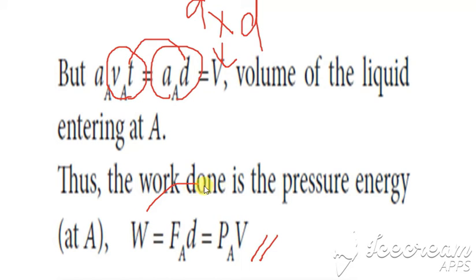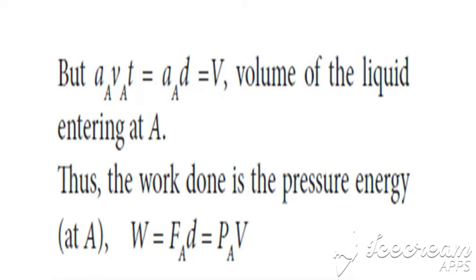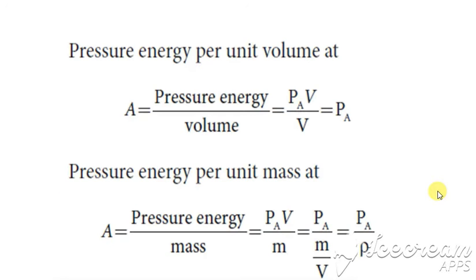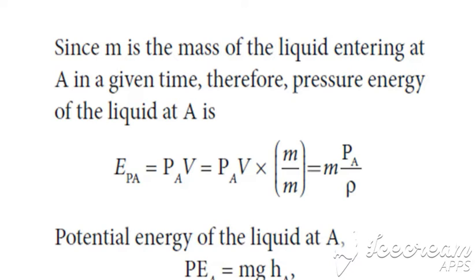This gives your pressure energy. So pressure energy is equal to PA into V. Next we are going to find the pressure energy per unit mass and per unit volume. So pressure energy per unit volume, divided by V. Now V gets cancelled, so we get only PA. Divided by volume, we bring this V down. Mass by volume can be written as density. Now taking the value of pressure energy alone, pressure energy is what?